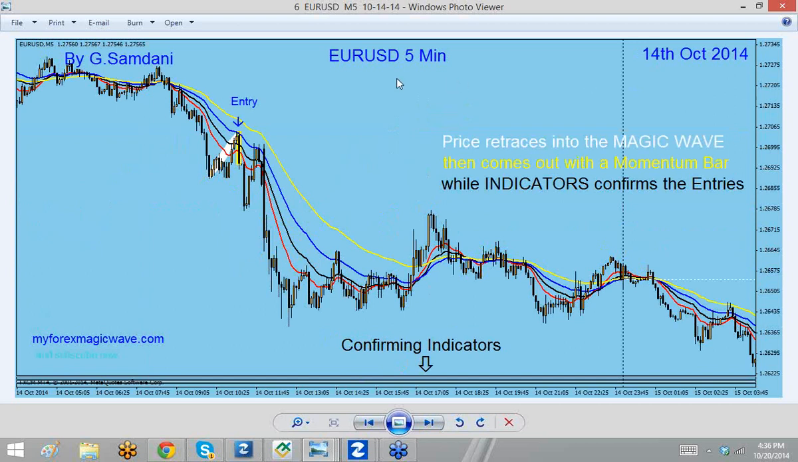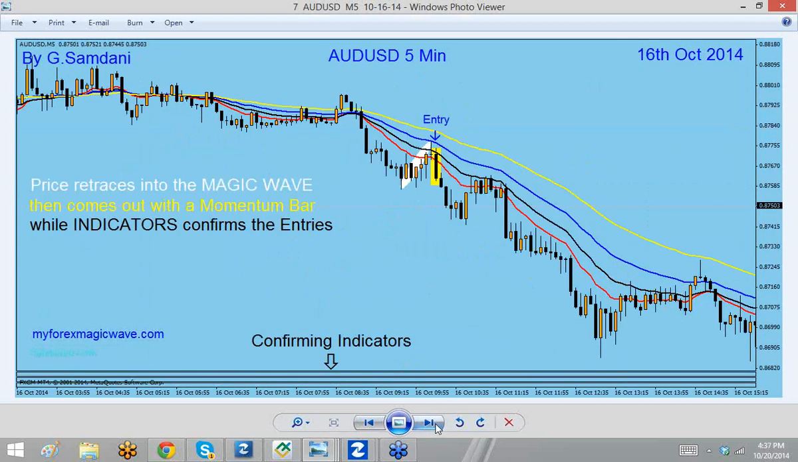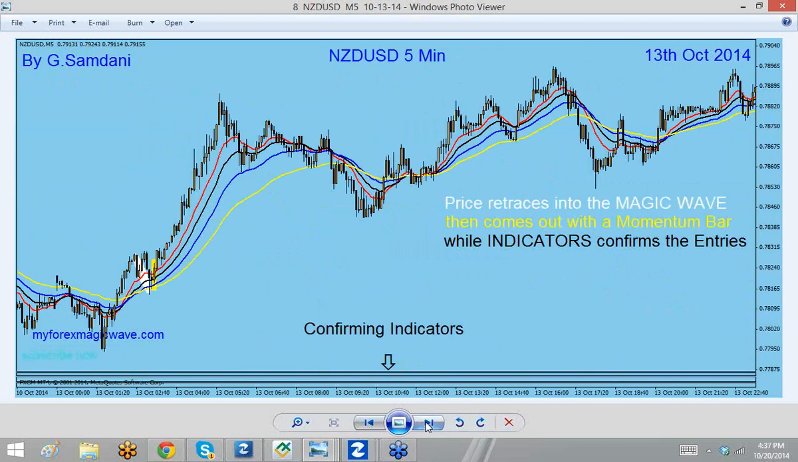Euro USD on the 14th, 5-minute chart. Look at this, beautiful. It dropped, went up, and look at the candles. Very nice, beautiful, powerful momentum bar. And then after that, it goes down. So this is how the setup looks. Aussie USD 5 minutes, October 16th. Look at this entry here, gone all the way down. See, a lot of them.